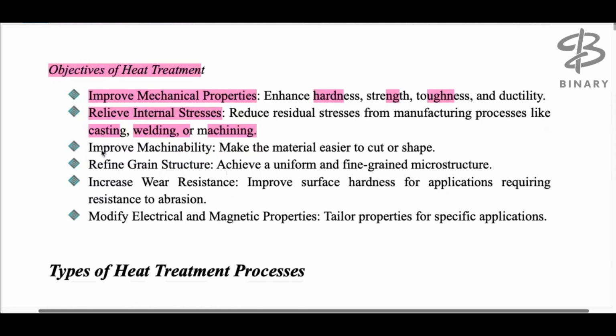Now, improve the machinability means what? Make the material easier to cut or shape. Once we have done heat treatment on the material, we have a material which is ductile. And if the material is ductile, it can be easily machined or cut into different shapes. Okay, because a harder material is not easily machinable. That's why we do the heat treatment.